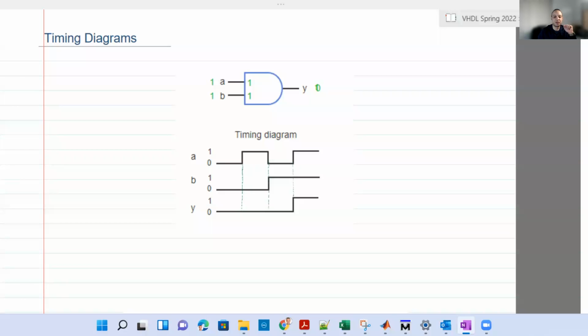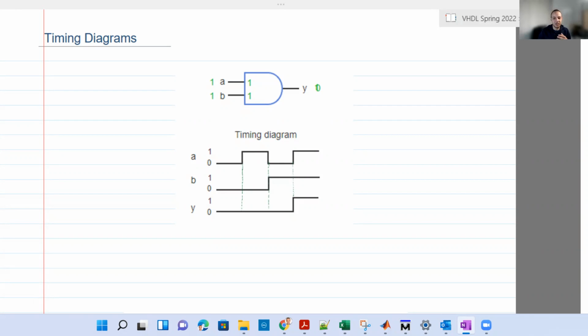Hello guys, so welcome back to our course. In this video, we're gonna cover two important concepts. The first one is timing diagram, and the second one is basically circuit concept or basic circuit drawings. So let's start with the timing diagrams.